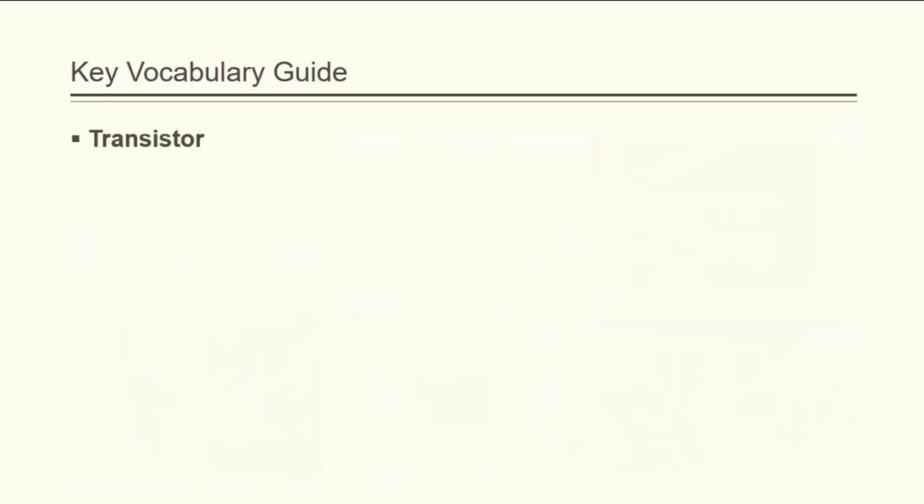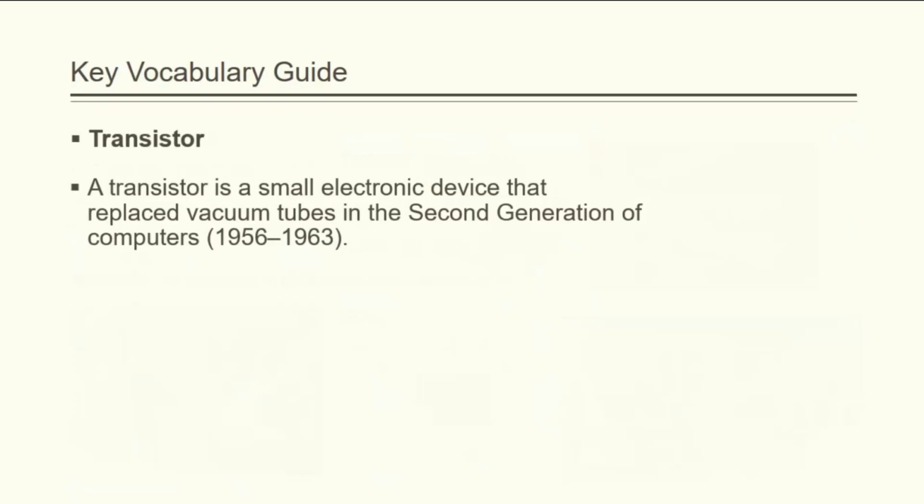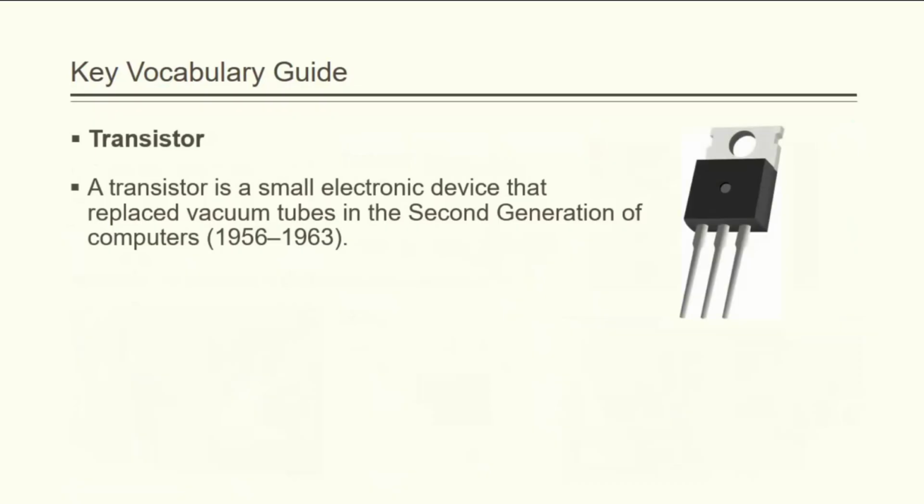Transistor. What is a transistor? A transistor is a small electronic device that replaced vacuum tubes in the second generation of computers. So instead of using the vacuum tubes, because of the disadvantages of the vacuum tubes, transistors were manufactured. And these were used between 1956 to 1963. This is how a transistor looks like.